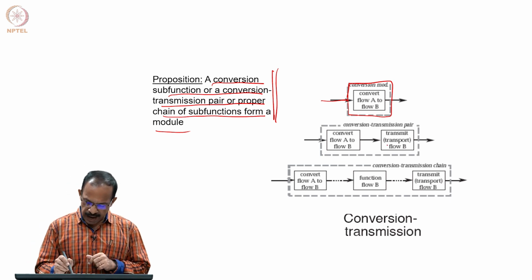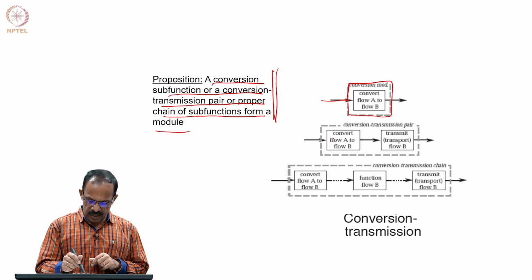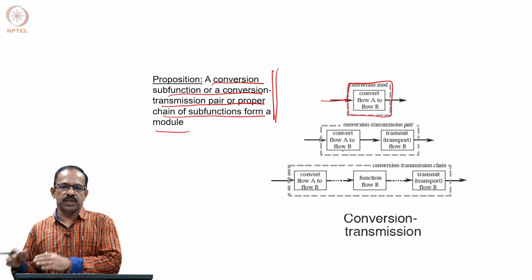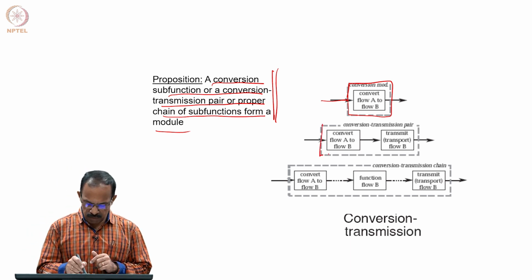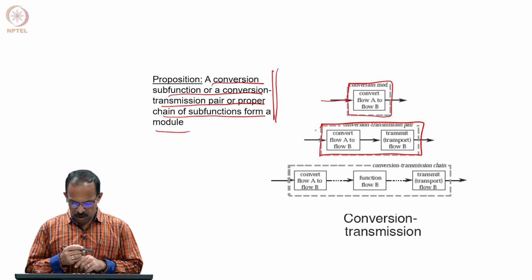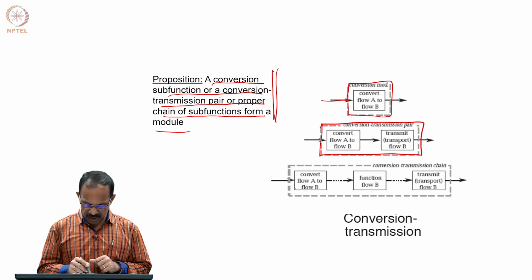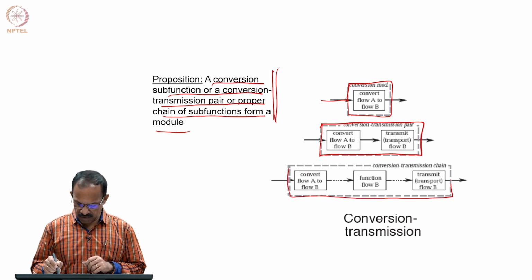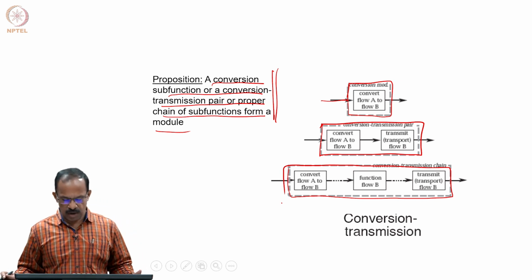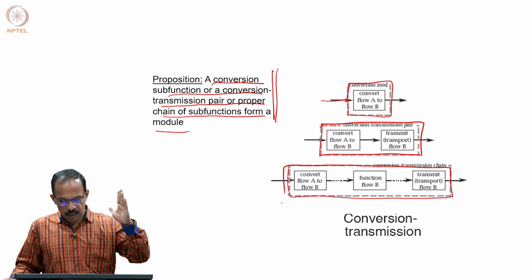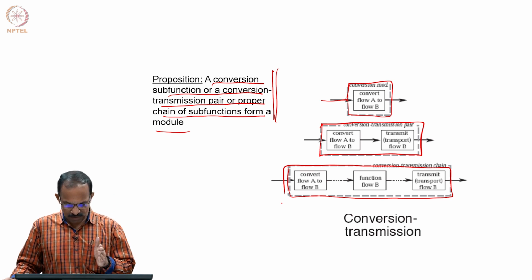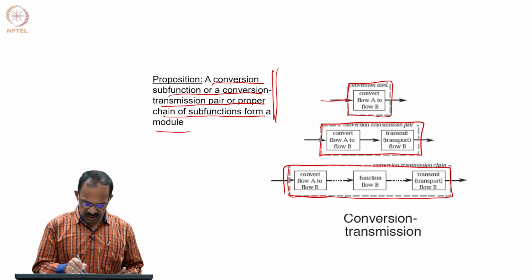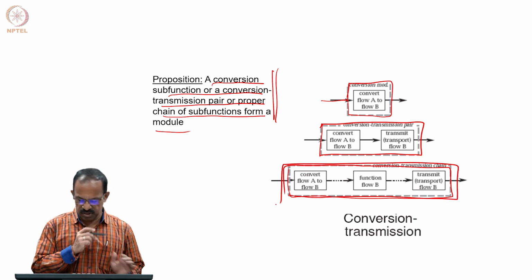Or there is a conversion and then a transmission, that is, you convert flow A to flow B, from electrical energy to mechanical energy, and then transmit torque. So that will be the conversion transmission pair. Or you can have a combination of these: it converts, then another flow passes through some function, and then again it gets transmitted. That can also be considered a conversion transmission chain, and therefore a module.